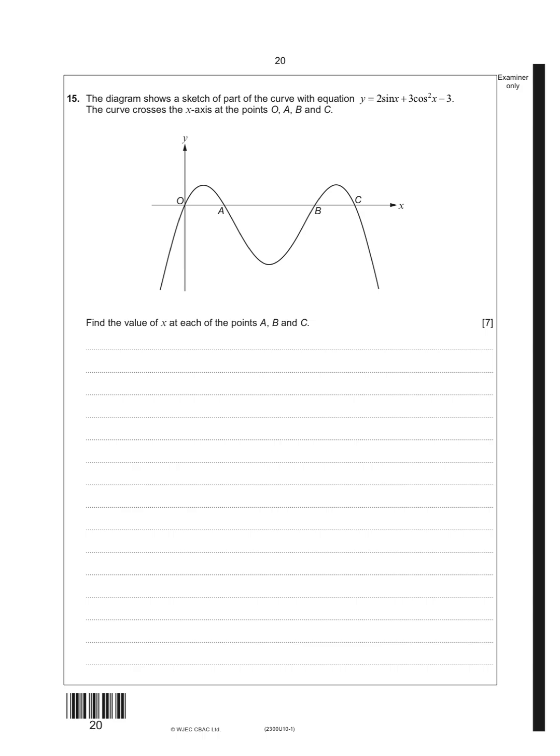Question 15. So we've got a bit of trig going on here. Find the value of x at each of the points A, B, and C. So let's just circle them. I want A and B and C. I dare say that the equation I solve is probably going to give me O as well, but I just need to remember that that's not actually part of what I'm being asked. So I'm considering the equation 3 cos squared of x plus 2 sine of x minus 3 equals 0. Okay, because they're all on the x-axis, which means the y value is 0.